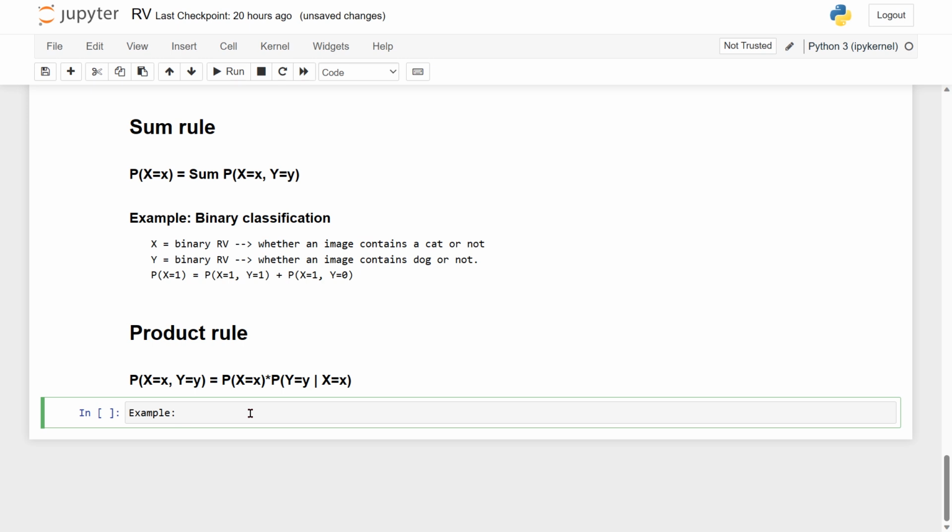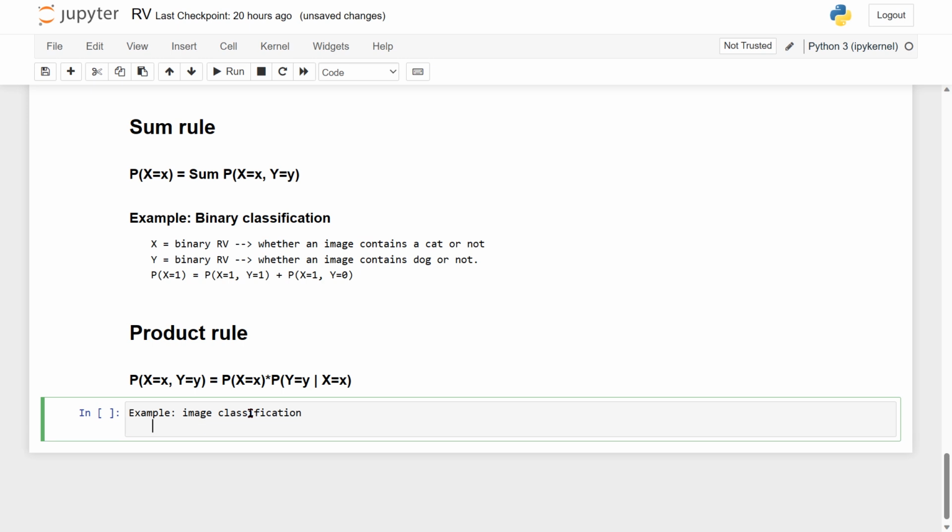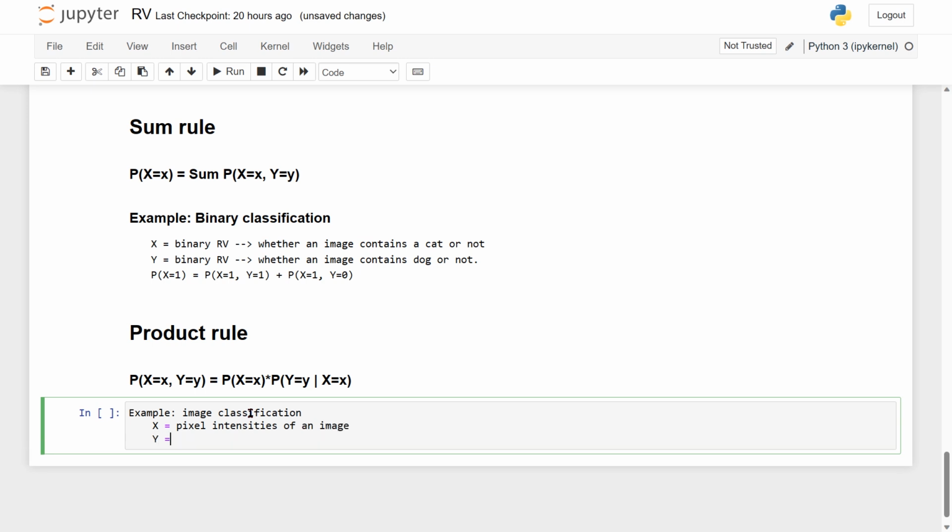Suppose we have an image classification problem. Image classification again, this is not binary this time. Image classification problem where X is a random variable representing the pixel intensities of an image, then Y is another random variable representing the object label.